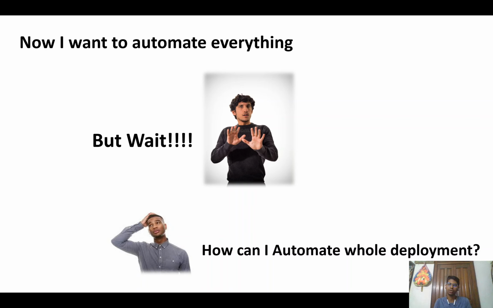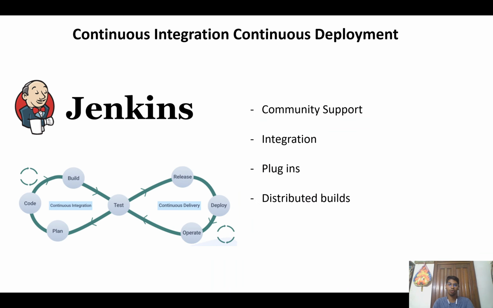Now, to automate all those things, we need an automating tool, right? So, is there any way to automate the whole thing? Yes, there is a way. Obviously, there is a way, which is continuous integration, continuous deployment, which is called CICD. The short term is CICD.